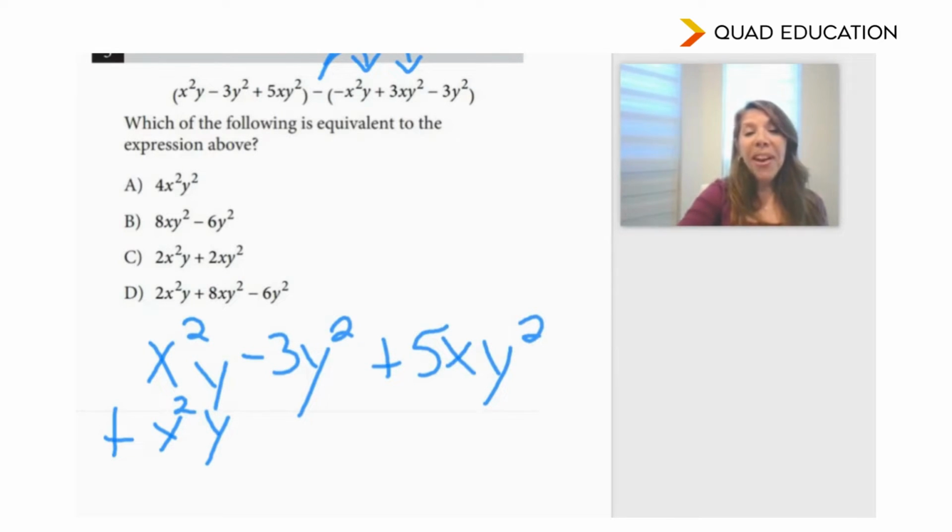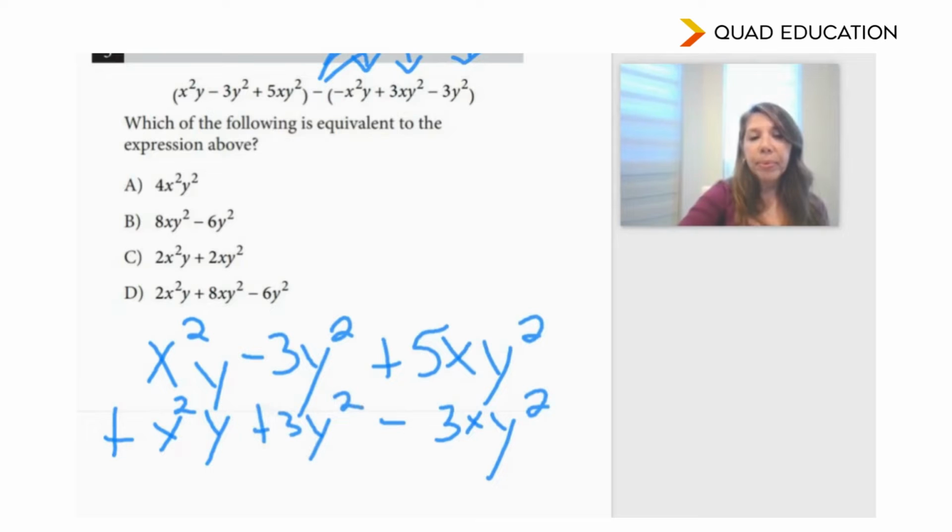Now, it would be very easy to line that up with our middle term, since that is our second term as well. But if we notice, we have an xy squared in that portion, and that needs to correspond with this like term right over here. And then finally, negative of a negative 3y squared becomes a positive 3y squared.